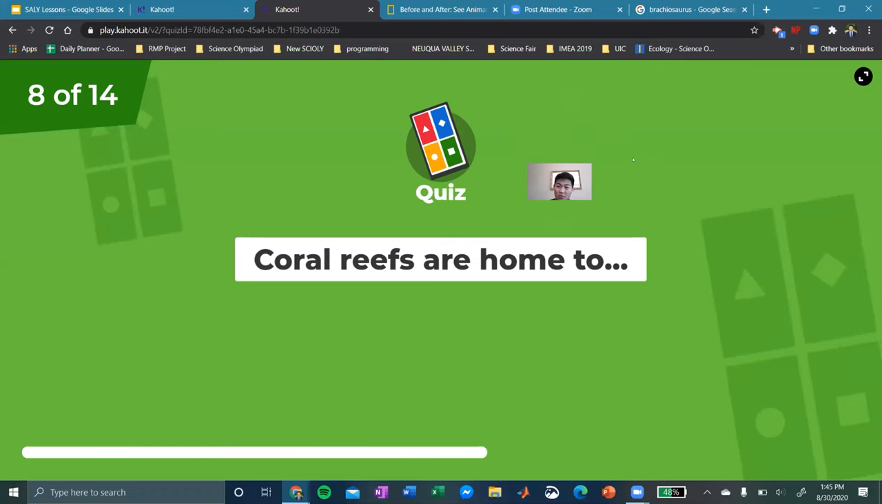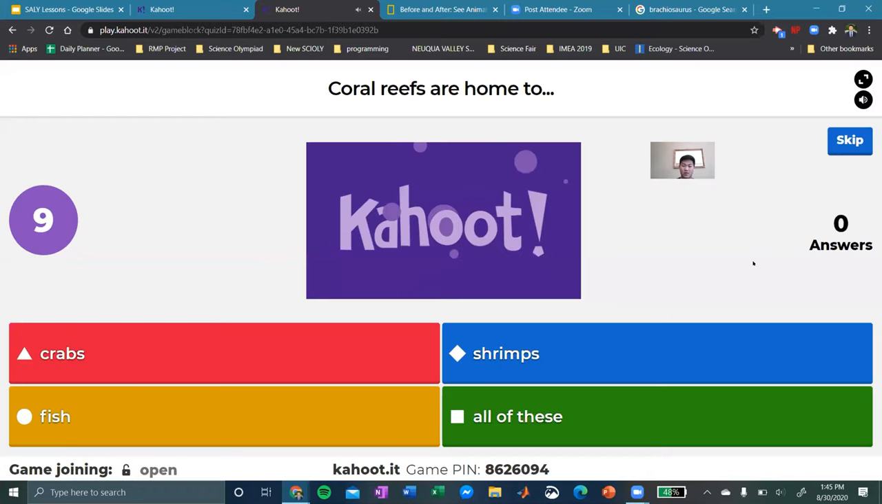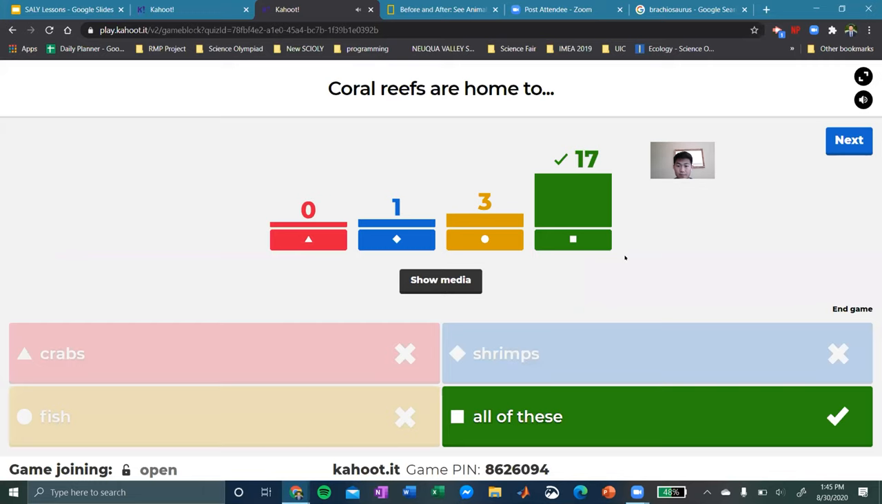Coral reefs are home to crabs, shrimps, fish, or all of them. Okay, the answer is all of these. Coral reefs are often called the rainforests of the ocean or of the sea because they have a lot of diversity of life. They have crabs, shrimps, fish, and more organisms. They're one of the most diverse ecosystems on the planet.